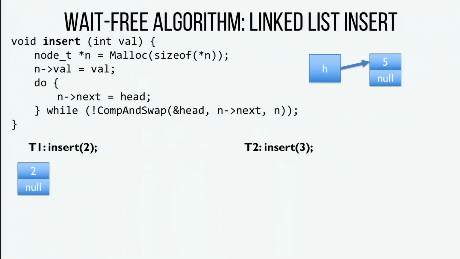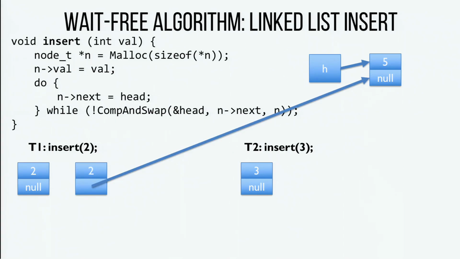It allocates a node, sets the value. We'll have a context switch. The other thread allocates a node, sets the value. And then thread 1, what does it do? It sets its next value equal to what the head is pointing to. Now let's imagine we have a context switch, and T2 also does the same thing. It sets the next field equal to what head is pointing to.